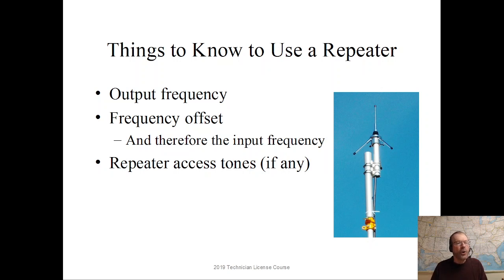Now, we need to know certain things about a repeater. We need to know the output frequency and the frequency offset, which gives us the input frequency. This is what we need to know to set up our handy-talkie with the proper frequencies to be able to work that repeater. And if there's an access tone on that repeater, we need to know that too. Access tones are needed to prevent interference from other services messing up the repeater system. So with that information, we can set our handy-talkie settings so that we can use that repeater effectively.